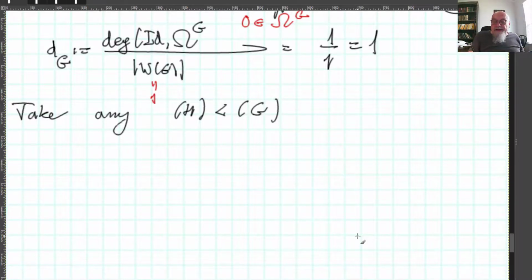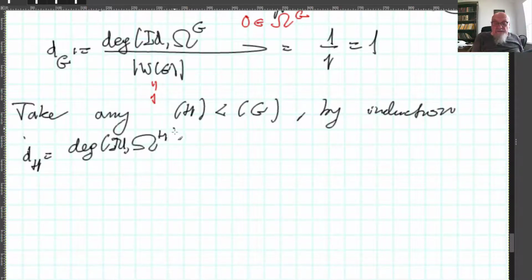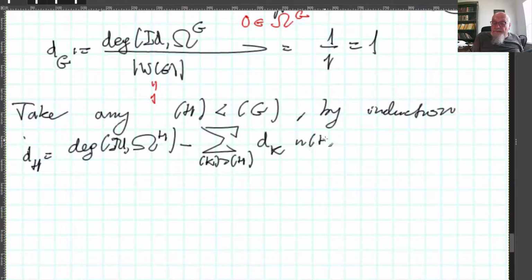So what do I get here? So by induction again, we can do it by induction. So let's start with the first one like that, and what do I get here? I'm getting here that d_H will be equal to degree, and I have here identity, and this will be omega_H, and this one is minus the sum, and this is K larger than H, and this will be d_K and H, and H_K, and this is w_K.